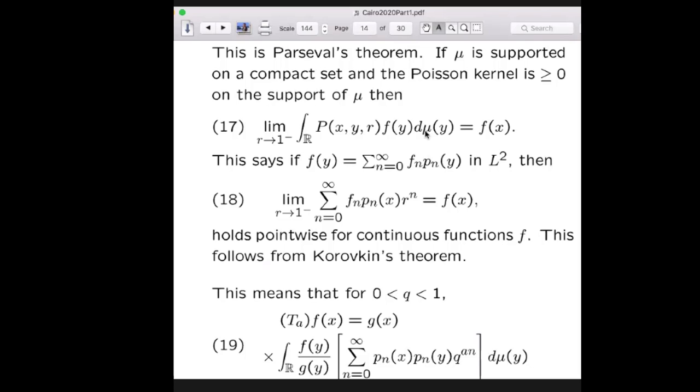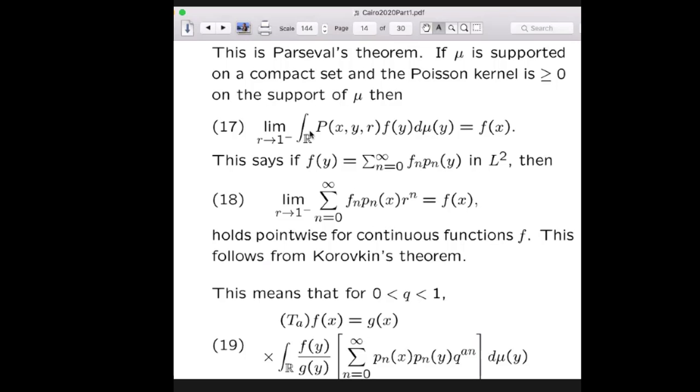Essentially, this says that instead of expanding a function like this, where usually the expansion is in L2, but you want a pointwise expansion, you stick in an r^n, and then you take the limit as r tends to 1 from below. This is some sort of a summability method to get around this.